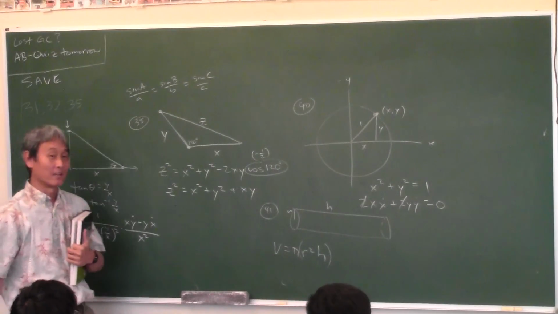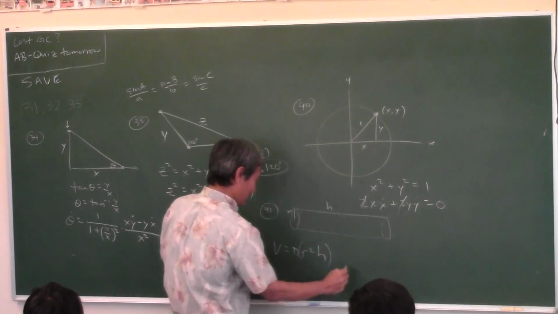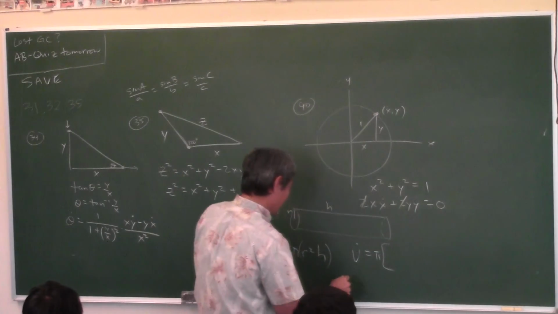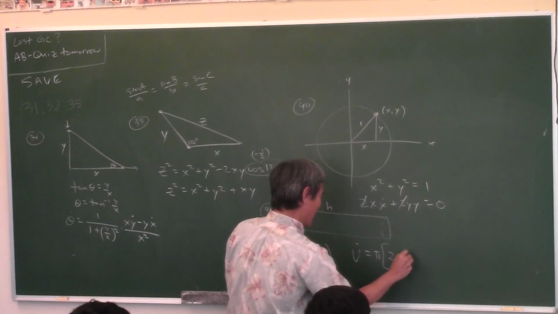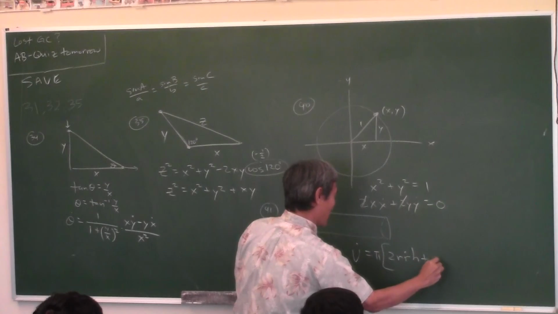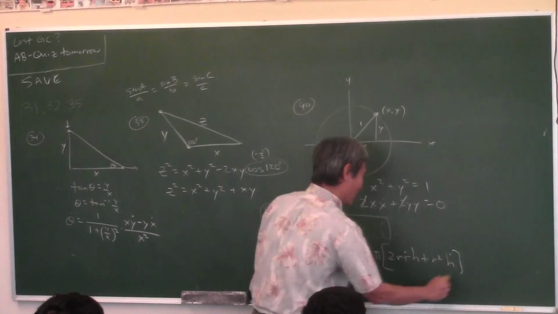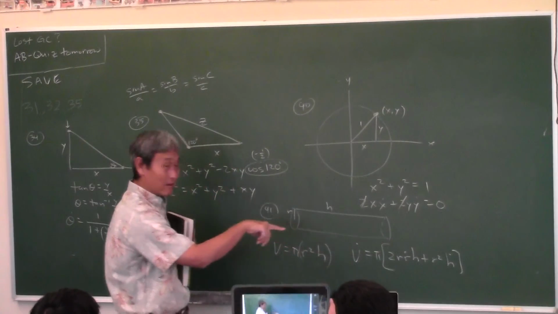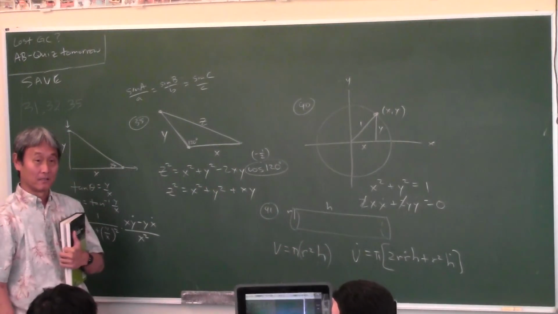And let's see if we can get the answer. V dot equals pi, product rule, 2r r dot h plus r squared h dot. There you go. Now, the hard part of this problem though is you gotta figure out what numbers to plug in.